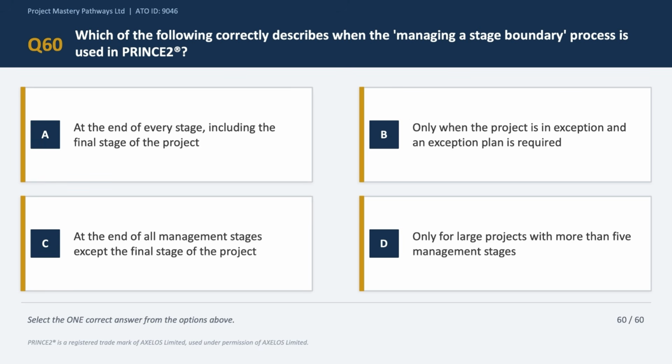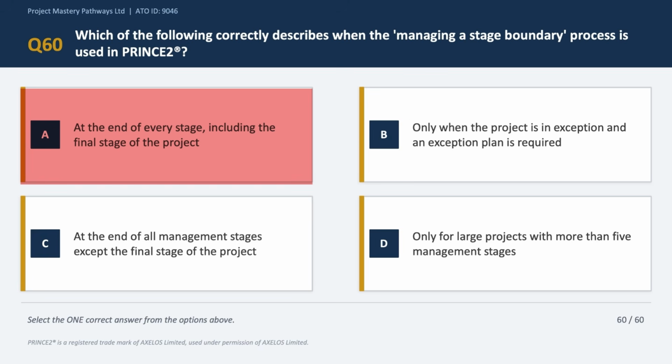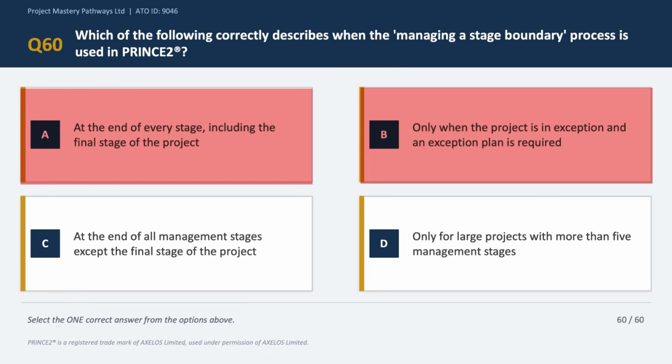Option A says at the end of every stage, including the final stage. Now, well, that doesn't really make sense at all, right? The final stage of a project closes using the closing out a project process, okay? Not managing a stage boundary. So option A is incorrect. Option B says only when the project is an exception. Now, exception plans do use this process, but managing a stage boundary is not limited only to exception situations, right? So option B is not really the complete picture. So that's why it's an incorrect answer choice.